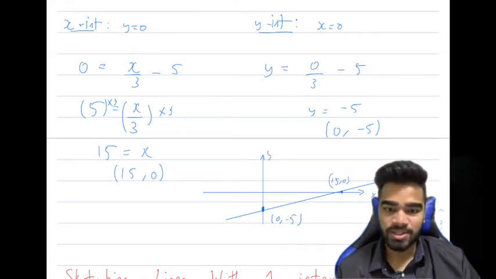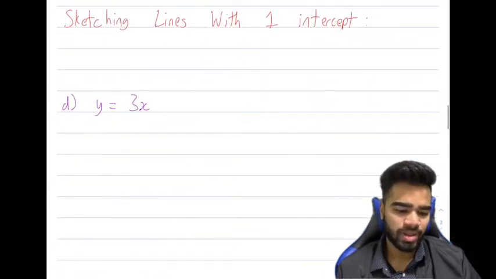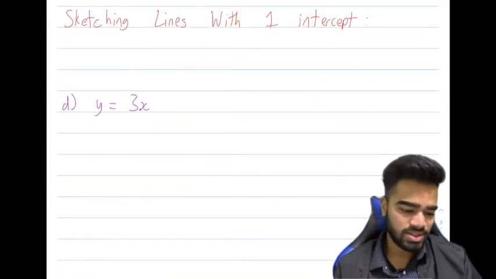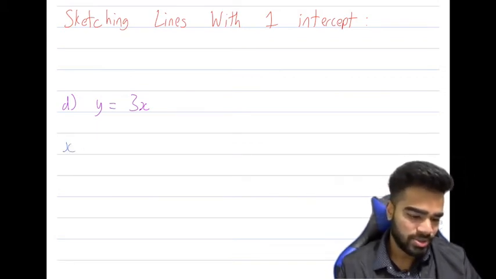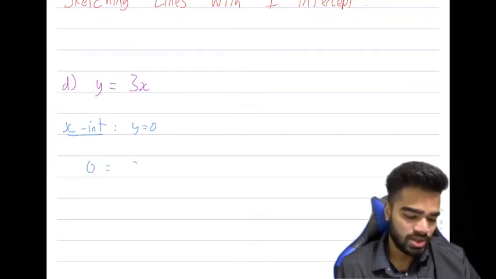All right, so that's sketching. Let's look at a few more sets of graphs. Let's try this one: y is equal to 3x. What's that going to look like? Well, this is a bit interesting, right? Let's look at the x-intercept. What's the x-intercept? Well, the rule is y is equal to 0, right? So you make y 0, so 0 is equal to 3x.